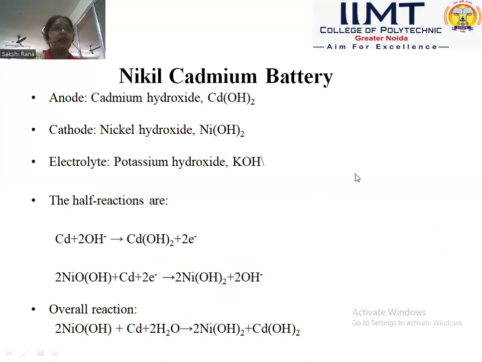Now we are going to some types of batteries, that is nickel cadmium battery. First one is nickel cadmium, NiCd. Basically it is known as NiCd battery. At the anode there is used cadmium hydroxide, whose chemical formula is Cd(OH)2, and the cathode is nickel hydroxide, Ni(OH)2.